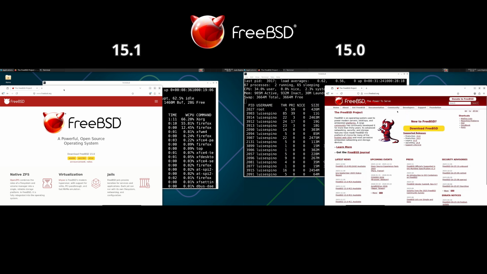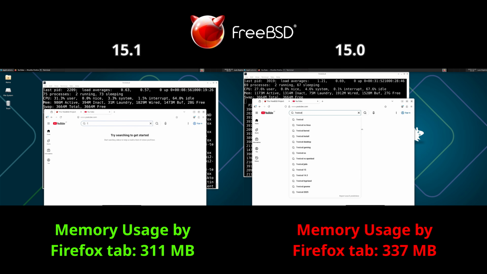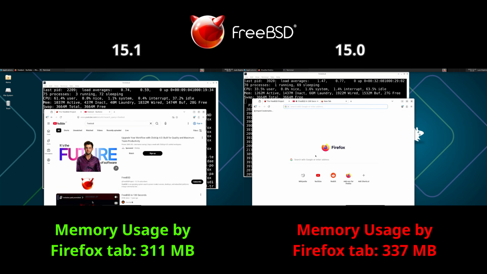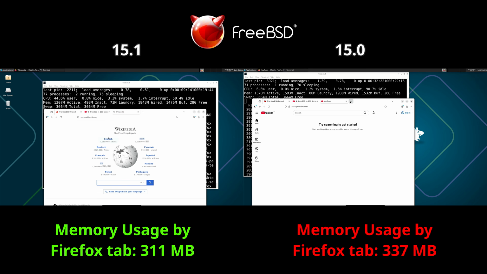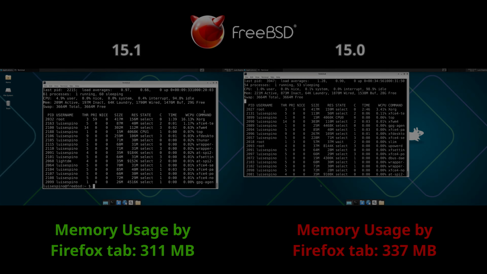no extensions to validate its usage. Then, we open more tabs with video, noting that version 15.1 requires noticeably less RAM memory per active window.